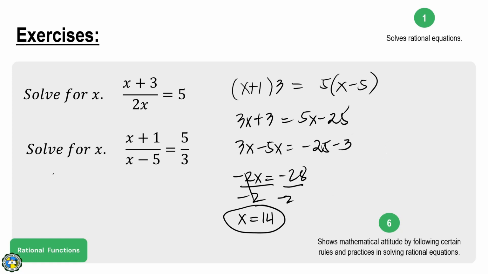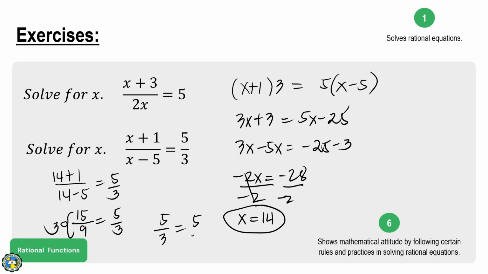So, let's substitute. We have 14 plus 1 all over 14 minus 5 equals 5/3. So, we have 15 all over 9. And para maging equal po sila, no, let's lowest term this. Divisible sila pareho by 3, and that will be 5/3 equals 5/3. So, correct po, no? 14 is our solution that will satisfy our given equation.